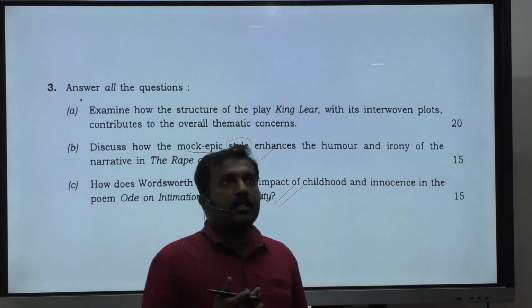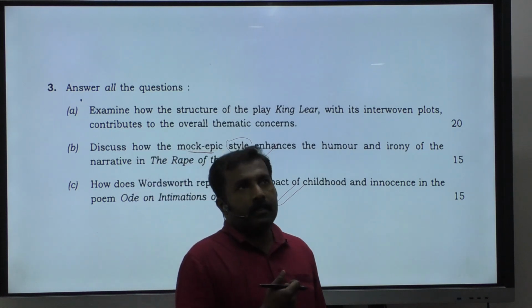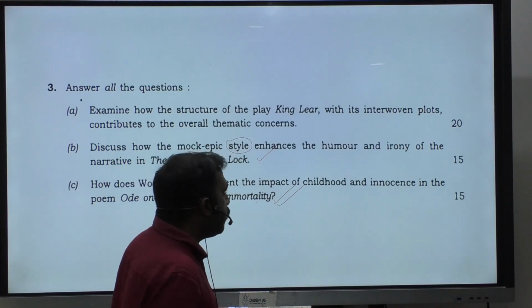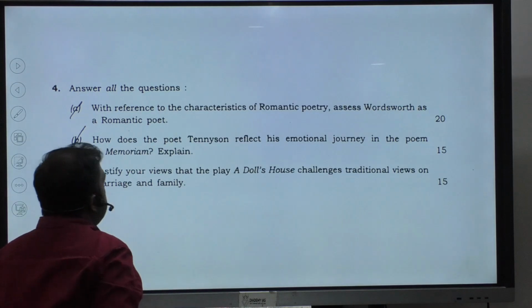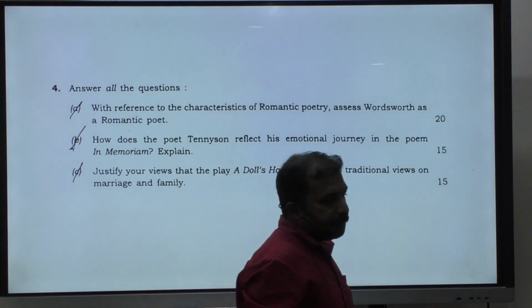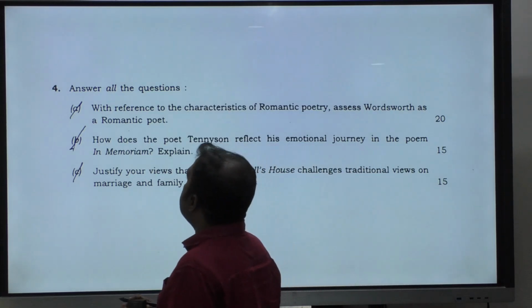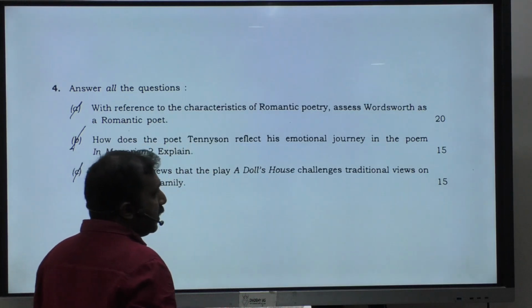Consolation of maturity, spiritual touch of beauty, nature, and the relevance of childhood memory and childhood time. So all this we have to give in this section. The next part of this question paper we can see: with reference to the characteristics of romantic poetry, assess Wordsworth as a romantic poet.